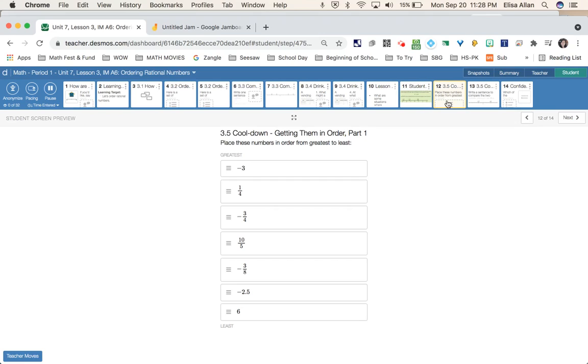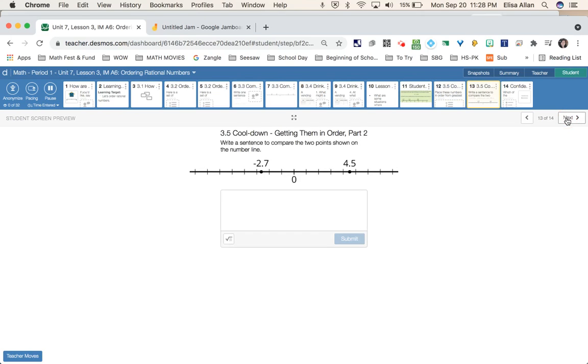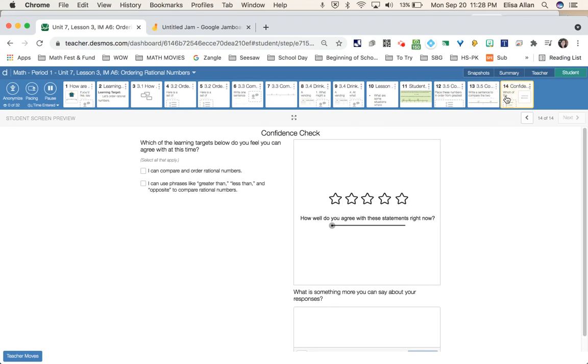All right. Our first one, slide 12, is to place these from greatest to least, something we practiced early on in this lesson. Here, slide 13, we have here to write a sentence to compare the 2 points shown. So the points that we have here are negative 2.7 and 4.5. So you're going to be using those points when you're going to write a sentence that compares them. So we're looking at comparing them, perhaps with an inequality. And finally, a quick check to see how well you feel about the different things that we've done in this lesson today.